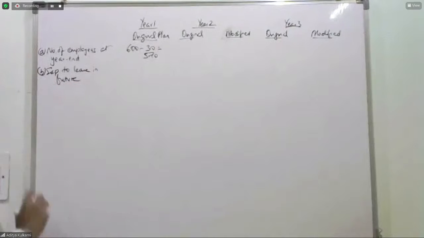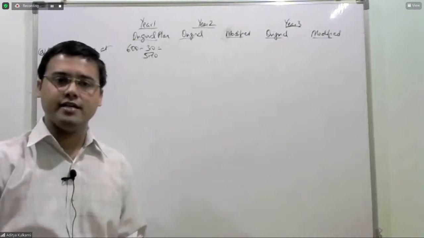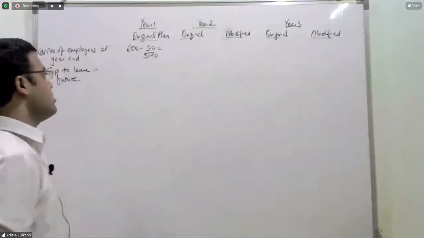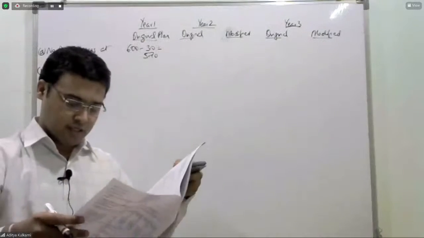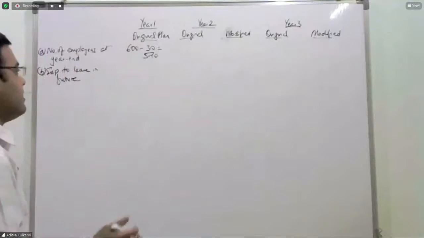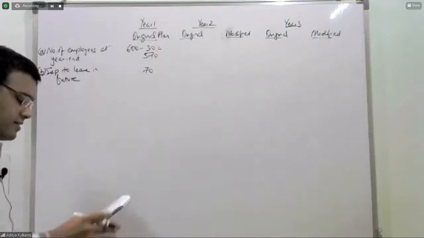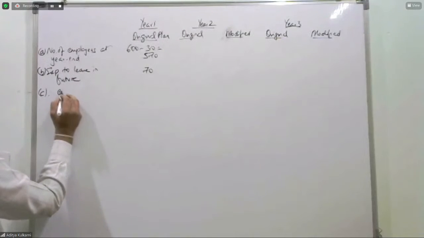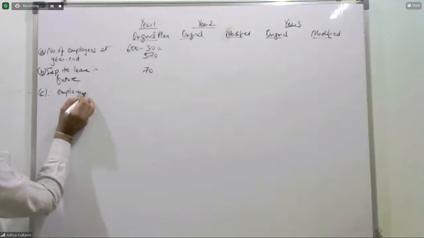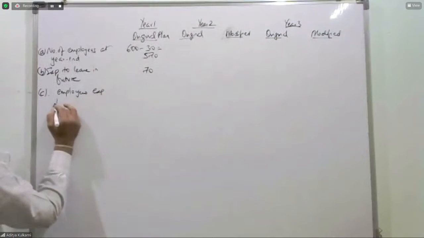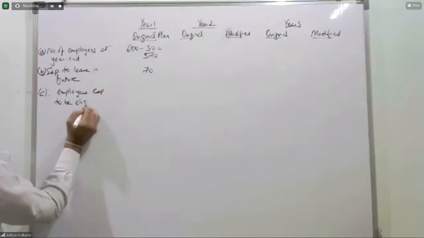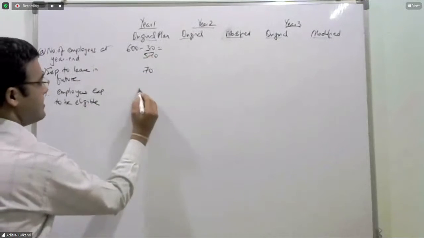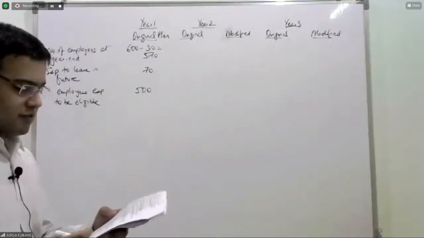You are calculating expenses at the end of every year. So you need to know how many options are vesting. So I need to know expected to leave in the future. How many are expected to leave? In year 1, you expect 70 to leave. Therefore, employees expected to be eligible: 570 minus 70, that leaves you with 500.